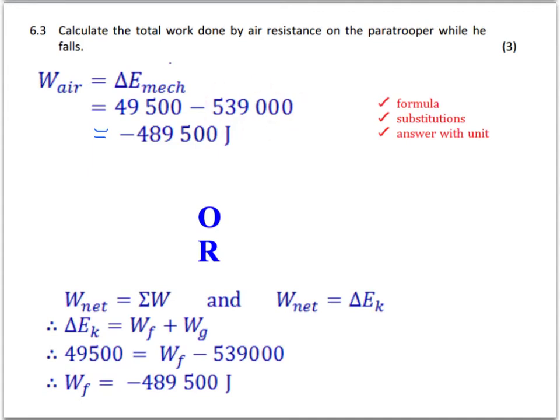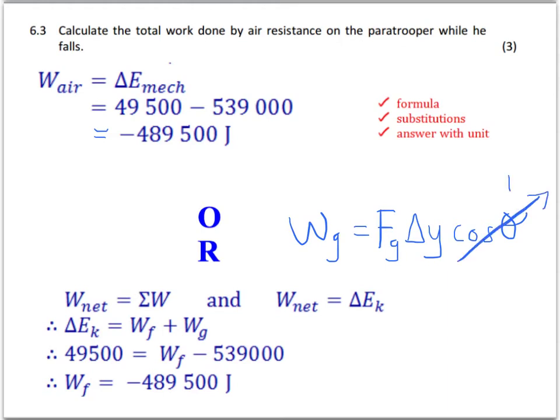You can get this number by using the formula for work done. Work due to gravity is equal to the force due to gravity multiplied by the vertical displacement multiplied by cos theta. Remember here, theta is the angle between the force and the displacement. The force is acting down. The displacement of this object, the paratrooper, is also down. So cos theta is going to be 1 and theta would be 0.